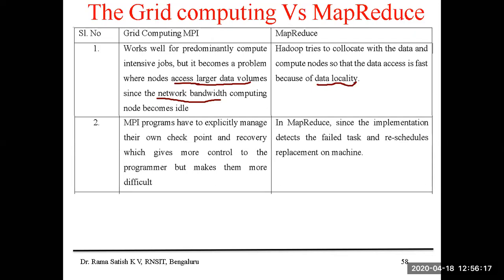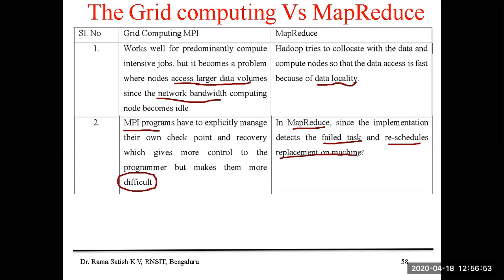In the message passing interface API, MPI programs have to explicitly manage their own checkpoint and recovery, which gives more control to the programmer but makes the program very difficult. That's another very important point. But in MapReduce, failed tasks are immediately detected, and rescheduling of a replacement on another machine happens immediately. That is because of the style in which it works.